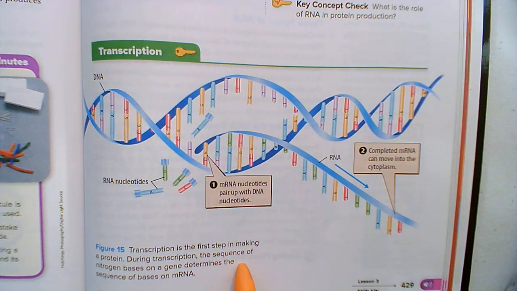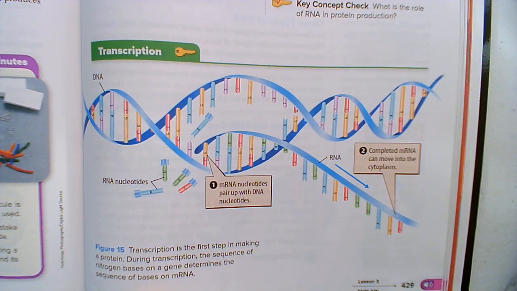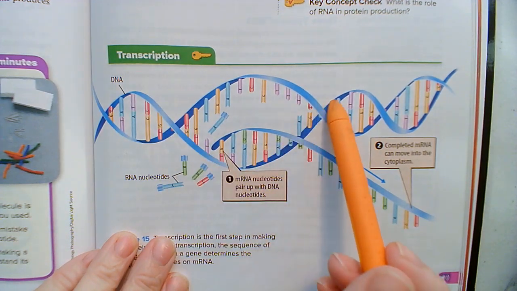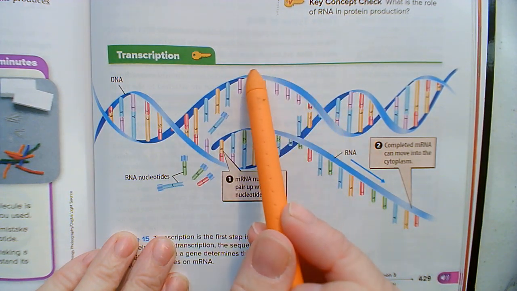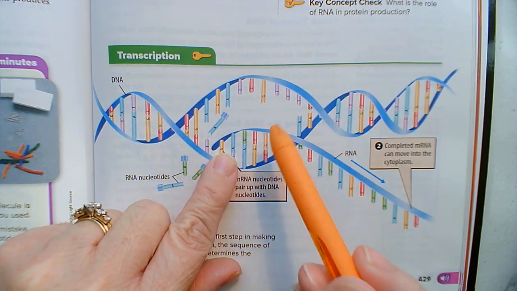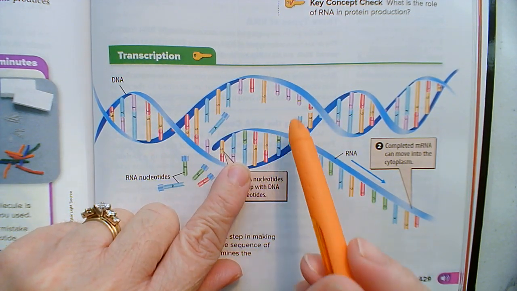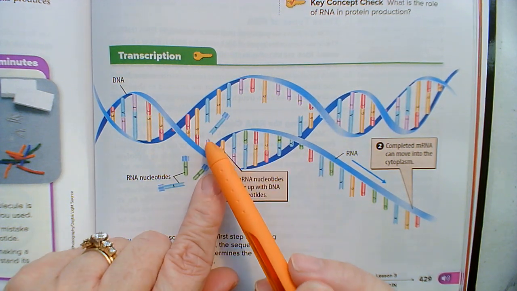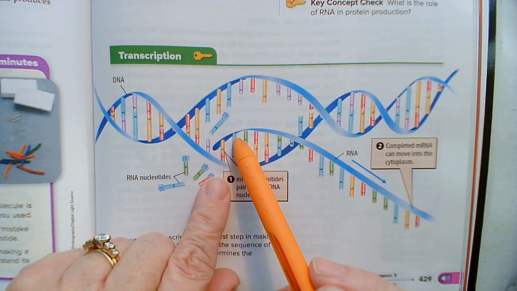During transcription, the sequence of nitrogen bases on a gene determines the sequence of bases on messenger RNA. So let's see what happens here. So here we have the DNA, and here's the other half of the DNA. It's opening up, and as it opens up, a protein comes along here and it attaches. We're not going to talk about this again, you'll learn more about this in biology.